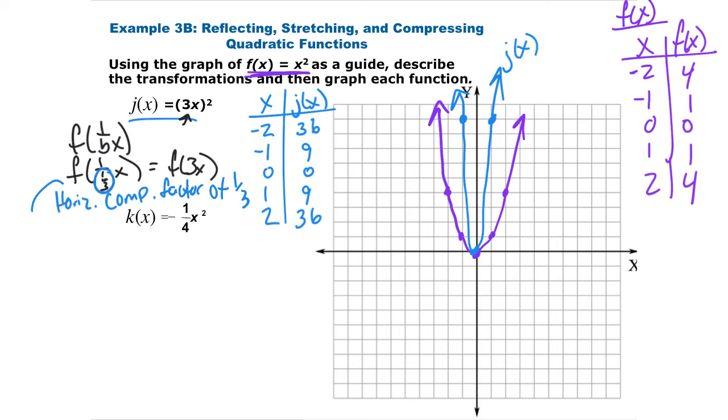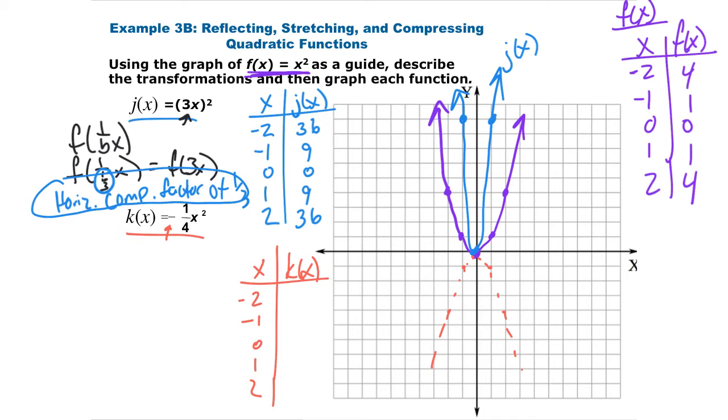That's it right there. And on the graph, hopefully you can see that each point is now about 1/3 the distance from the y-axis. On k of x, the first thing I notice is this negative, which is going to make it reflect across the x-axis. And so I'm just going to, with a dotted line, it's not my final answer, I know that it's reflected, so it's going to open downward. When you graph it, it should look like this.